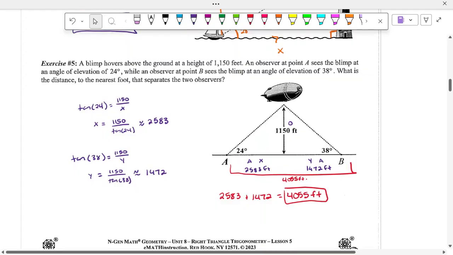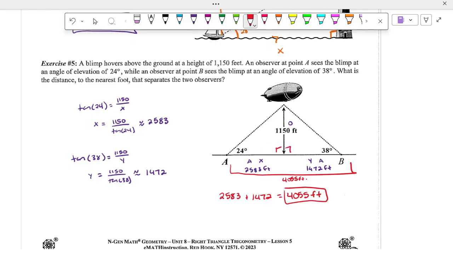So you had to do 2 trig ratios and then add your 2 answers together at the end. All right. So you should have found the tangent for when your angle was 24 and the tangent for when it was 38, because that's what you found your 2 sides. And then you just added them together. Any questions on exercise 5?